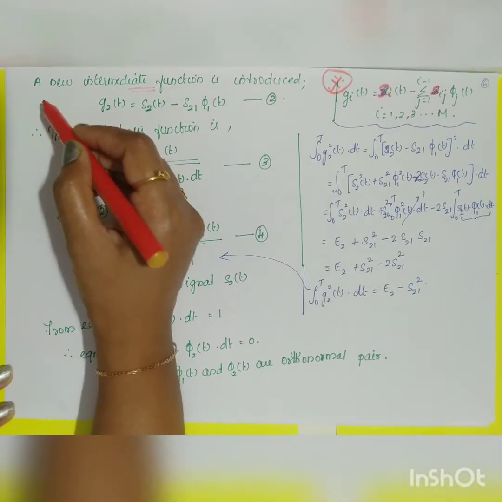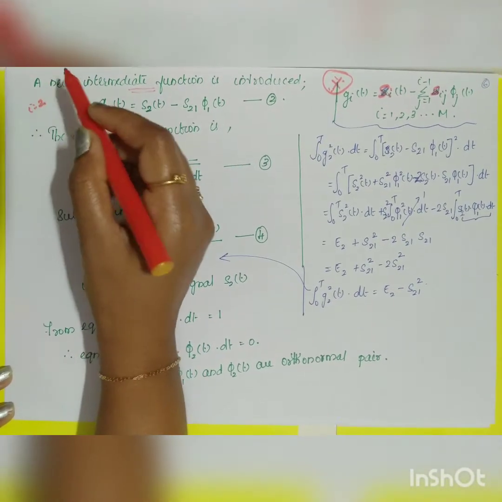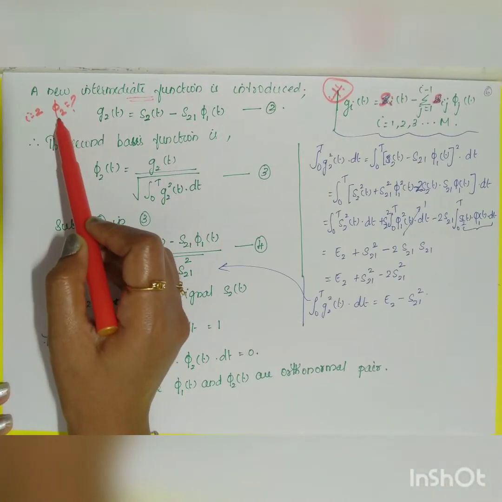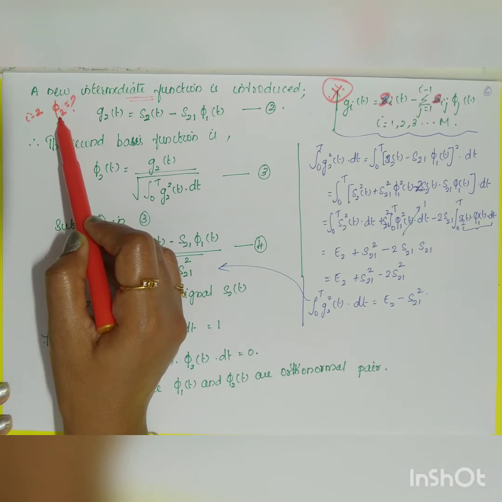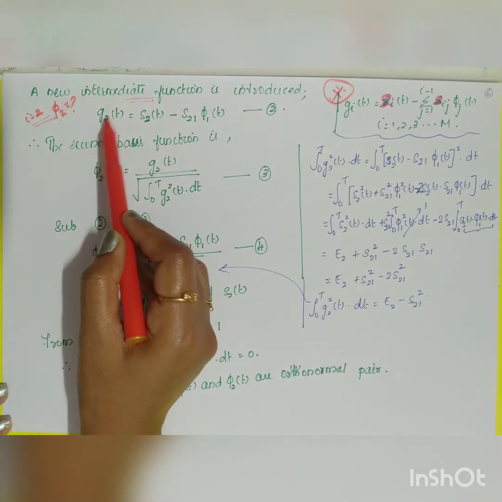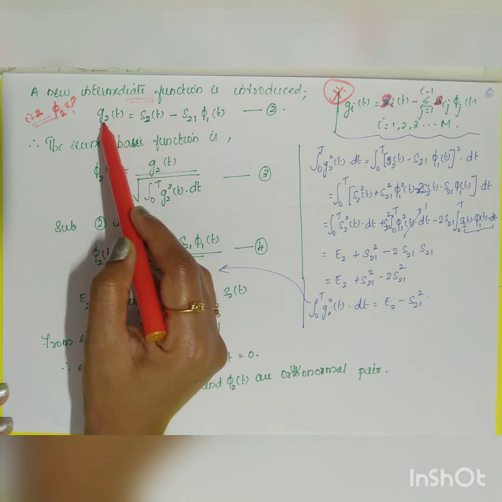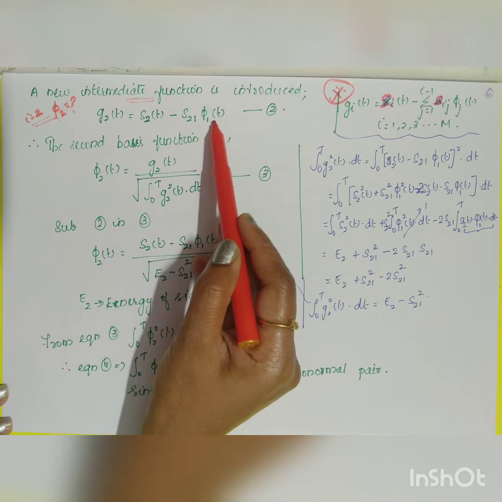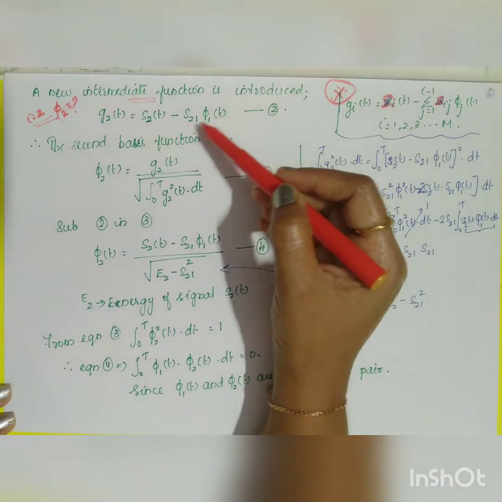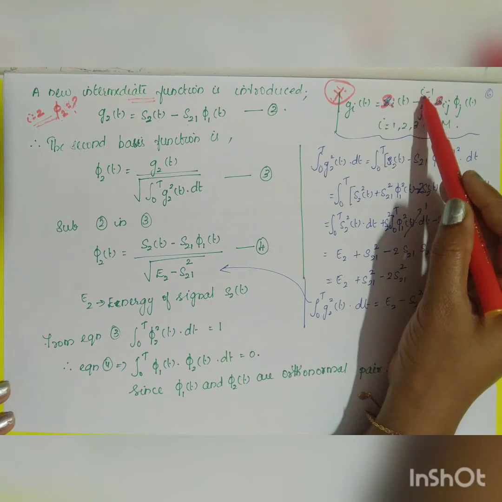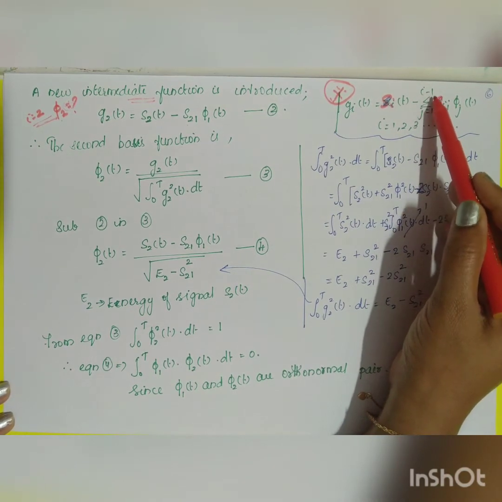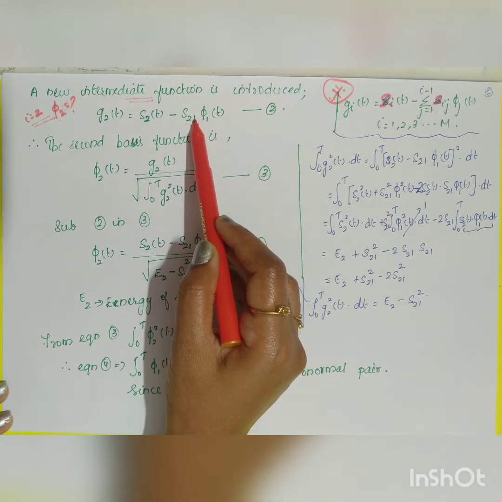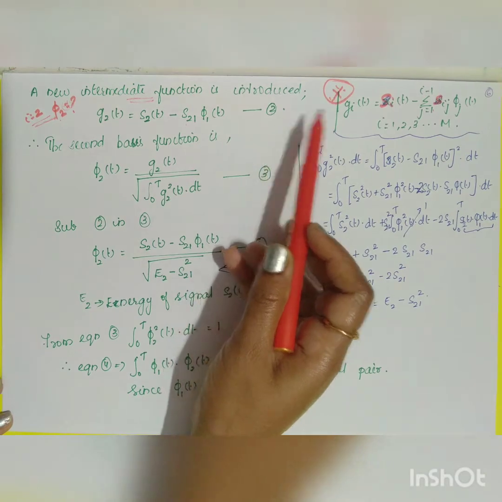So now you are going to find when i is equal to 2. That is, your task is to find your second orthonormal basis function, phi 2 of t. When i is equal to 2, replace i by 2. What will you get? g2 of t is equal to s2 of t minus s21 into phi 1 of t. Why did you get 2, 1 here? j is equal to 1 to i minus 1. Now i is equal to 2, and 2 minus 1 is again 1. So you have only one value for j, j is equal to 1. That's why you have replaced j by 1: s21 into phi 1 of t. Take that as equation 2.